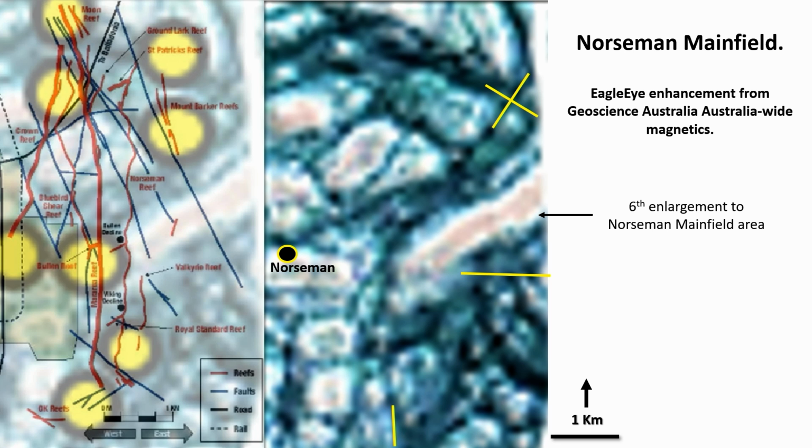That doesn't look particularly smart. It's the 6th enlargement to the Norseman Mainfield area. I thought initially, oh, I've made too much of a jump here, I might have to go back. But I had a bit of a fiddle with it.